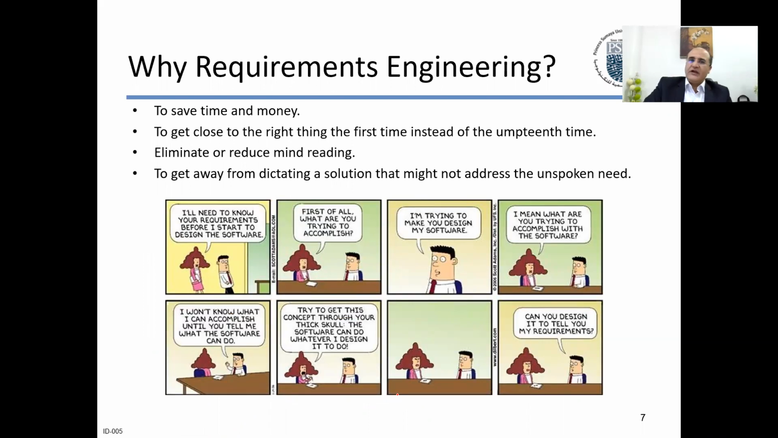Okay, so why is requirements engineering important? To save time, money, get closer to what you want to produce. And this is very important: eliminate or reduce mind reading. A software engineer, when he writes code, shouldn't just start writing code and then somebody asks him, why did you do this? Why didn't you do this? Well, he doesn't know, you didn't tell him. You need to document everything. Speaking is not enough. A document has to exist.